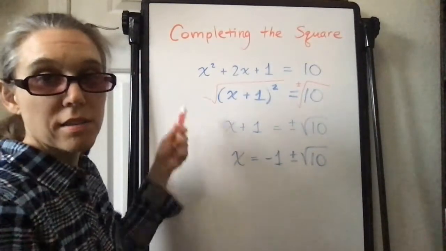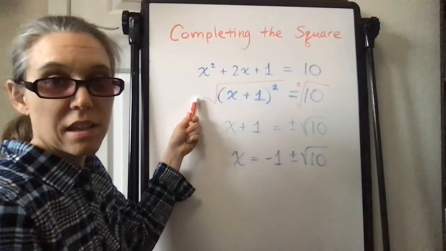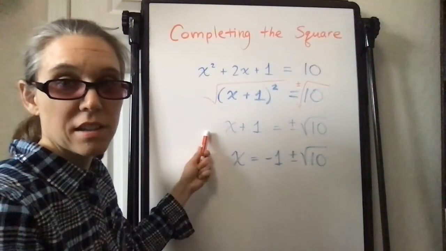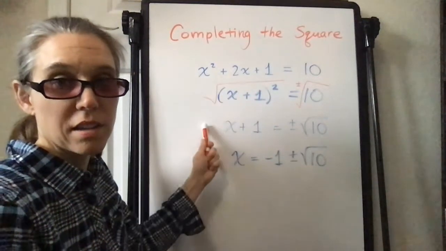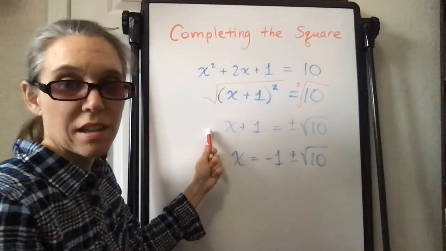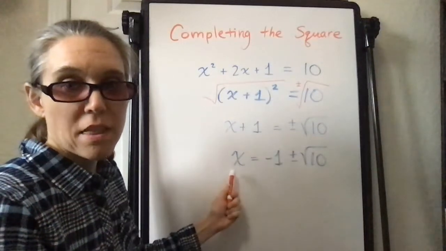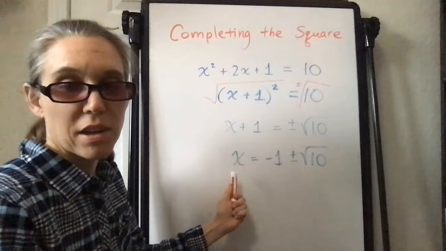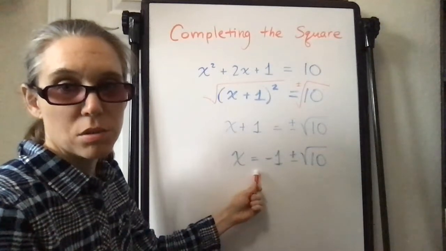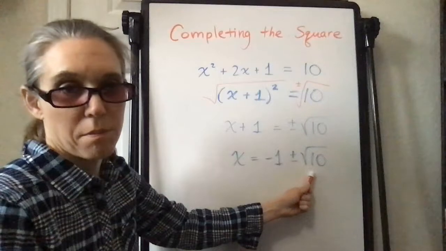Okay, so in this line, I applied the square root property to both sides. And then from here to here, the square root of x plus 1 quantity squared is simply x plus 1. And then I have the plus or minus square root of 10. And then right here, I subtracted 1 from both sides. So this is my final answer. X is equal to negative 1 plus or minus the square root of 10.